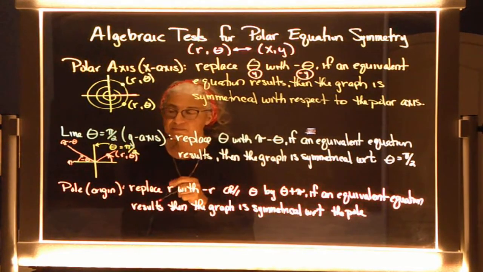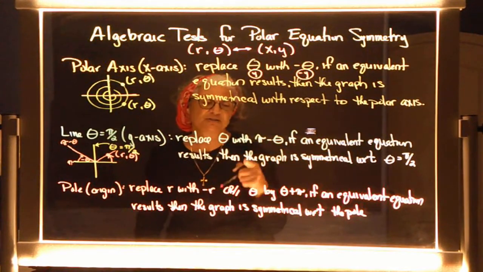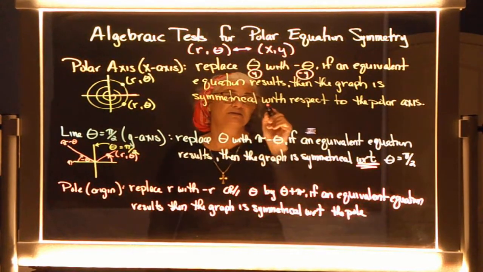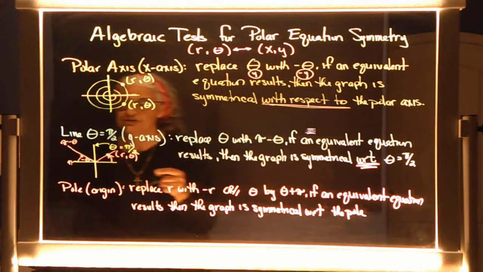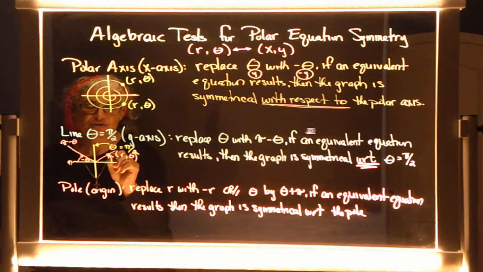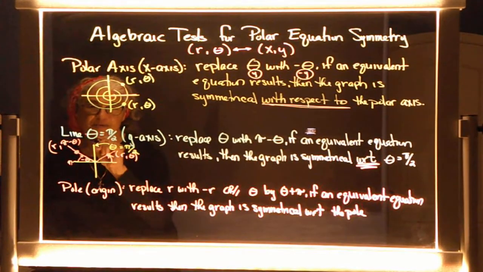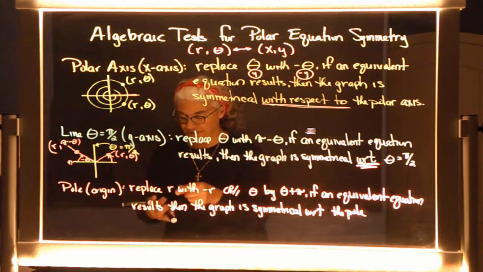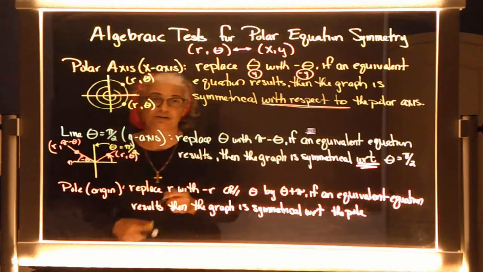Got it? So if you replace theta with pi minus theta, and you get an equivalent equation, then the graph is symmetrical with respect to theta equals pi over 2. So in other words, if this is your r comma theta, then over here is your symmetrical point r comma pi minus theta. Cool? And again, the circles are in there. I just didn't want them to muck up the drawing. I needed you to see just the drawing.